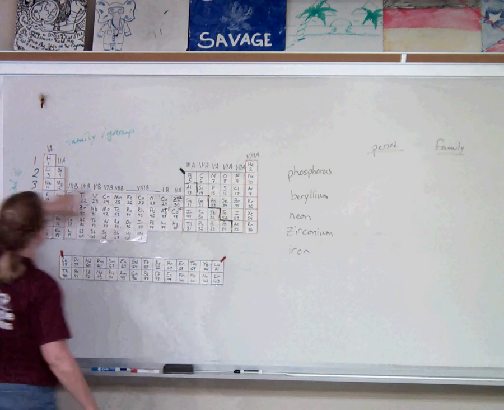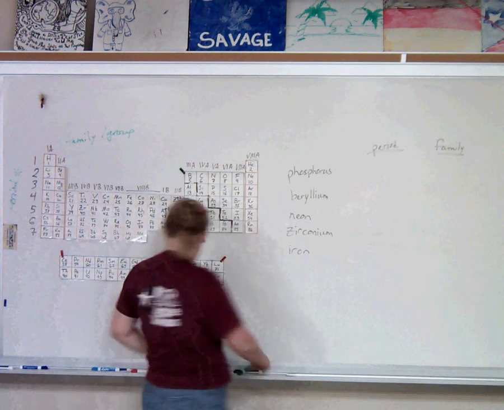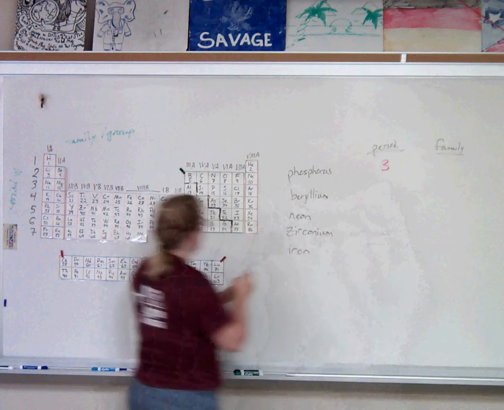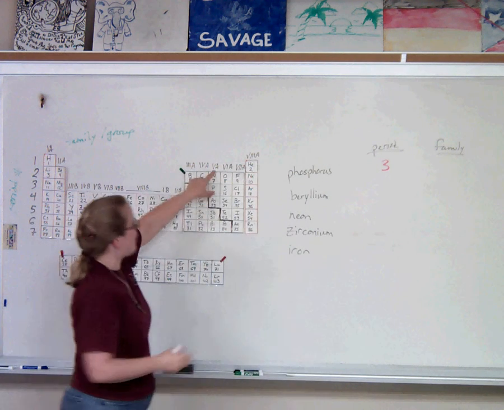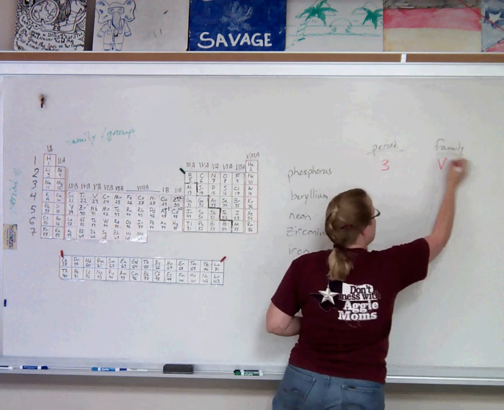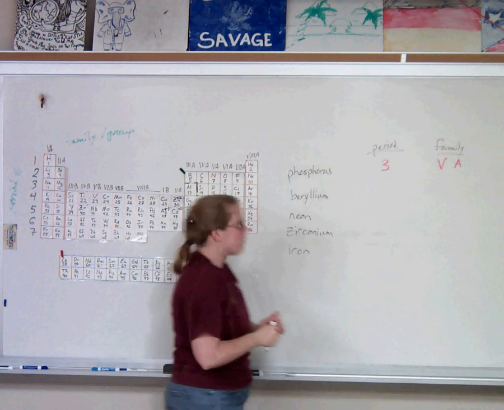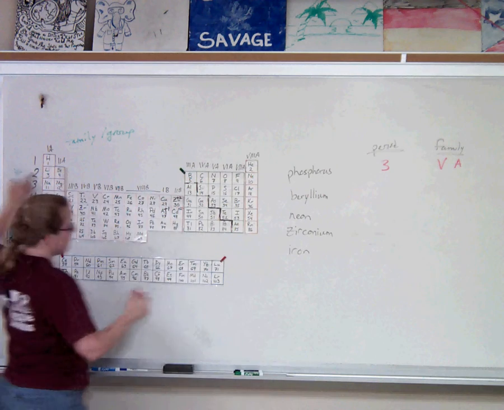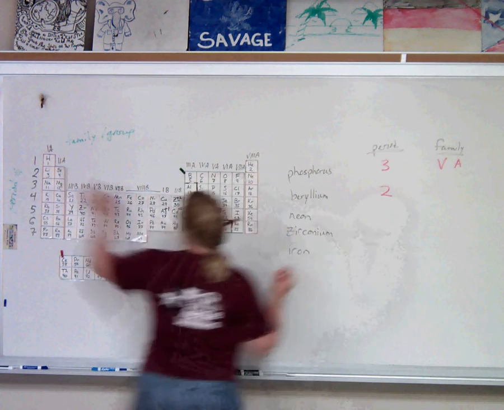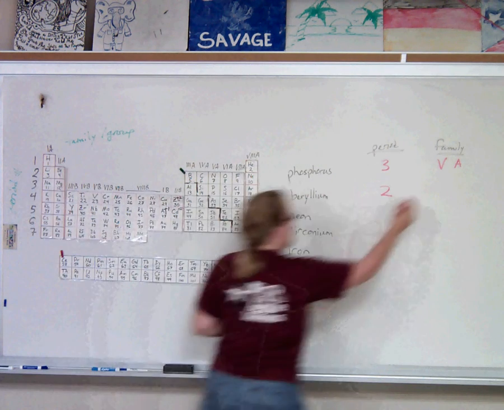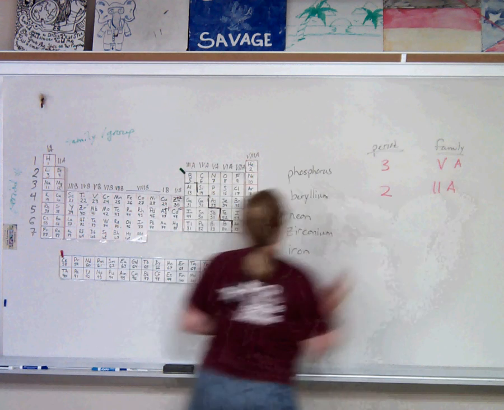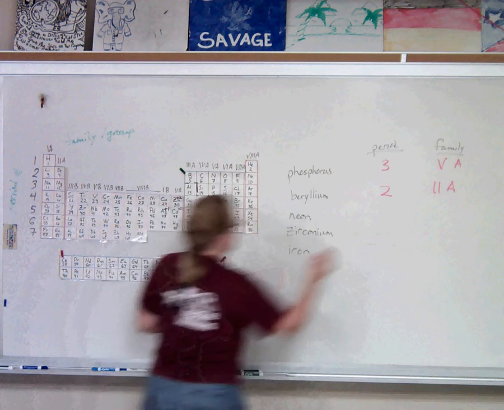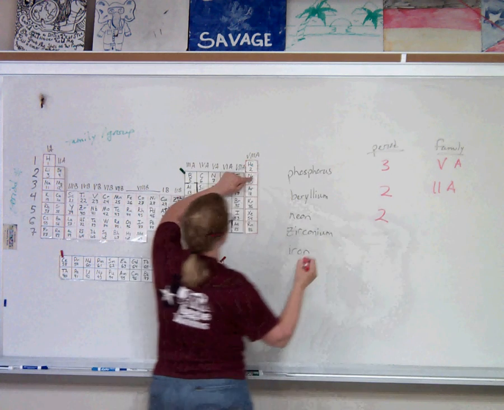So it's in period 3. It is in family 5A. The V is the Roman numeral 5. Beryllium is in period 2. And in family 2A. Neon, right here, period 2 also. But now it's in family 8A.